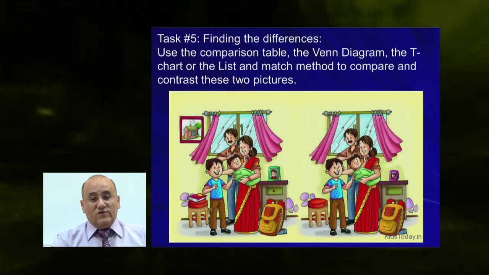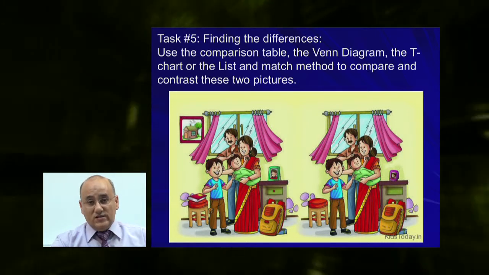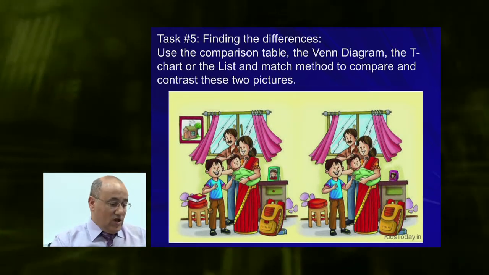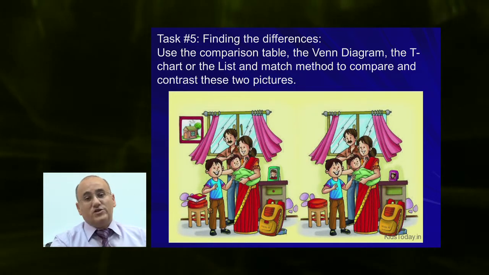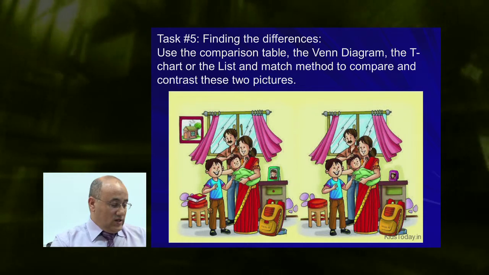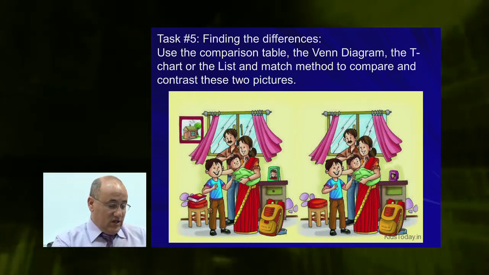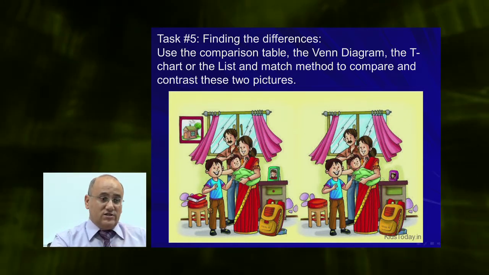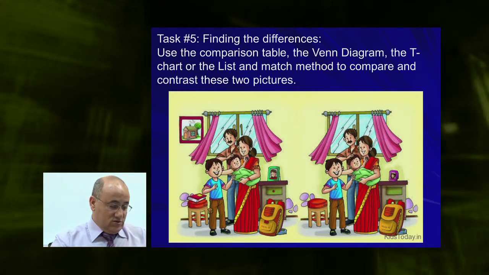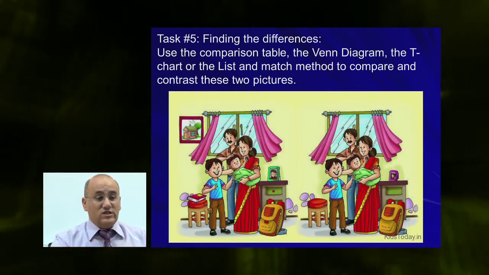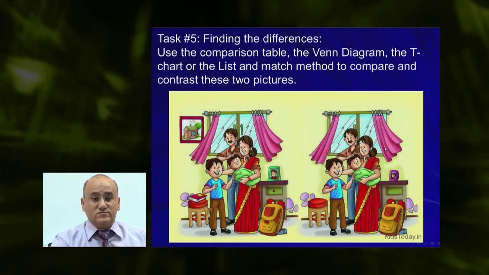For example, if I try to find similarities between these two pictures, I can say like that. All the family members are there in both pictures. Like picture A, picture number 2 or picture B has a curtain. It's clear there. Neither picture number 1 nor picture number 2 is taken during the night because it's clear it's daytime there.